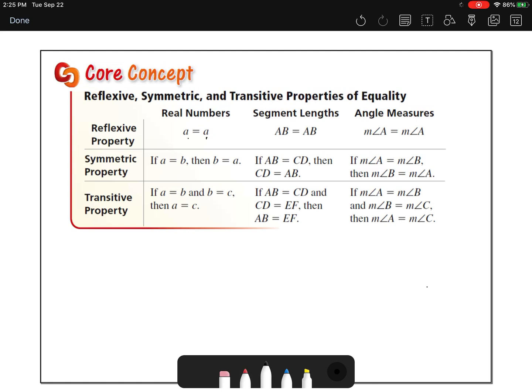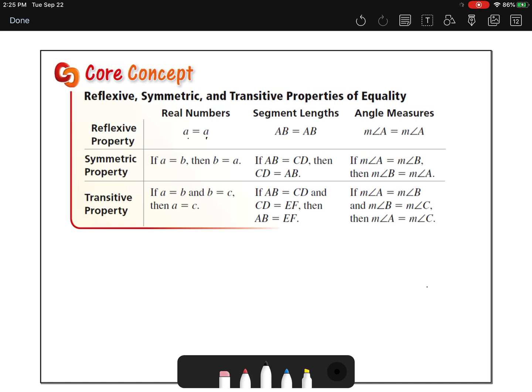Now, the symmetric property is quite useful, actually. It basically says if A equals B, then B equals A. Or if AB equals CD, then CD equals AB. Or if the measure of angle A equals the measure of angle B, the measure of angle B equals the measure of angle A. That is called symmetry, so therefore we call it the symmetric property.